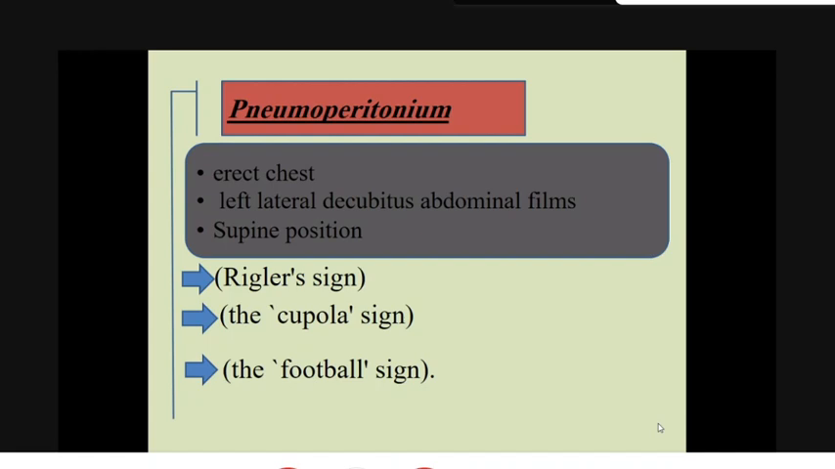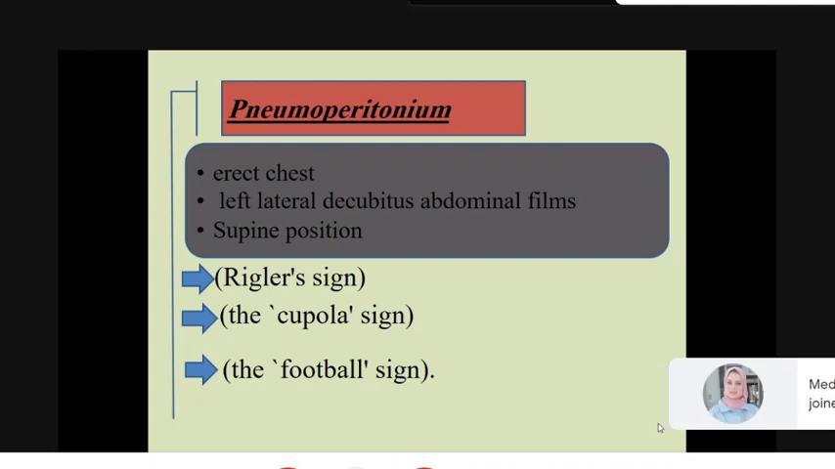As we explained, for pneumoperitoneum we use chest X-ray for its diagnosis, or we can use left lateral decubitus abdominal film for a small amount of free gas.